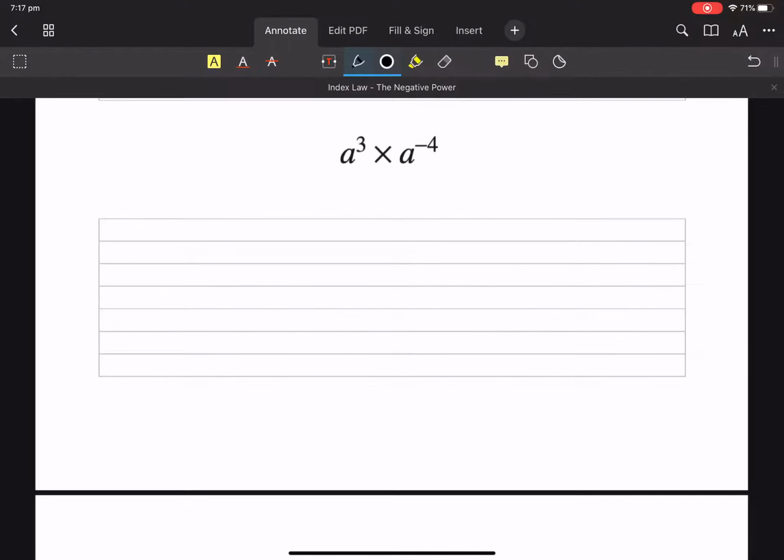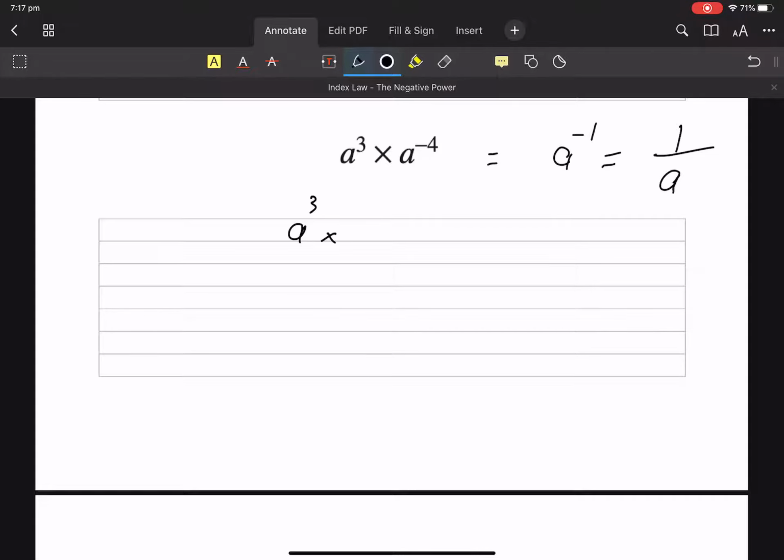Okay. How do we see this? So here we are multiplying like bases, yeah? So we are multiplying like bases, so we add them. What's 3 plus negative 4? Negative 1, so my answer's 1 on a. Let's do it again, but differently.